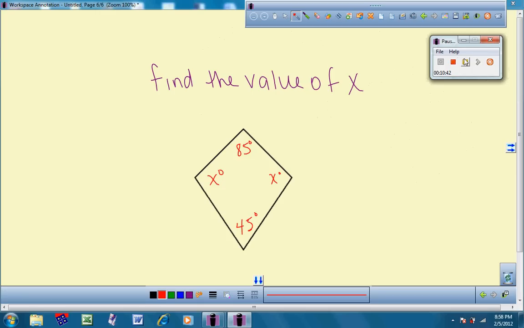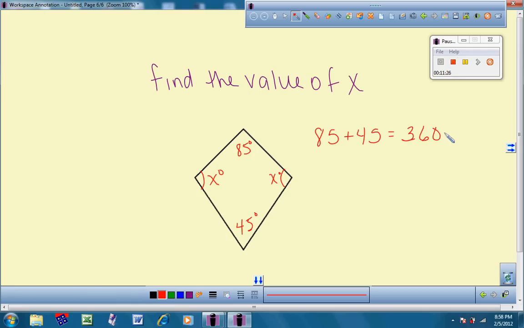Alright, let's go ahead and find the value of x when we have a kite. Now remember, the definition of a kite says that only one pair of opposite angles is congruent. The other two angles are not the same measurement. The rule still applies. It is still a quadrilateral, therefore all four interior angles added together give you 360. Since my x values here have to be the same because they are marked as being congruent, then we're going to go ahead and just take 85 plus 45, set that equal to 360.